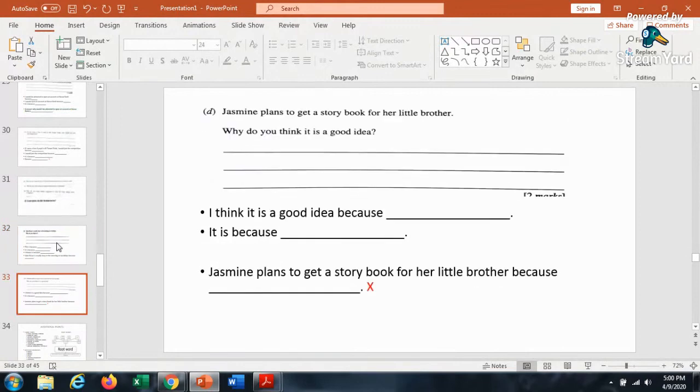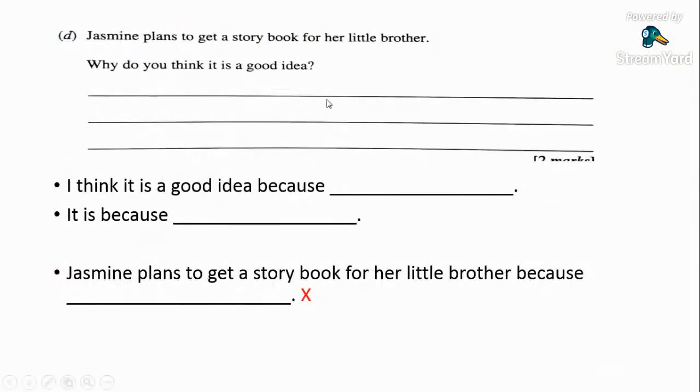Okay, last one. Before I go to the question, two more slides. Please bear with me just for a while. Jasmine plans to get a storybook for her little brother. Why do you think it is a good idea? Now, why I want to do this is, you have to make sure when you answer these kinds of questions, please make sure it is related to the line given.